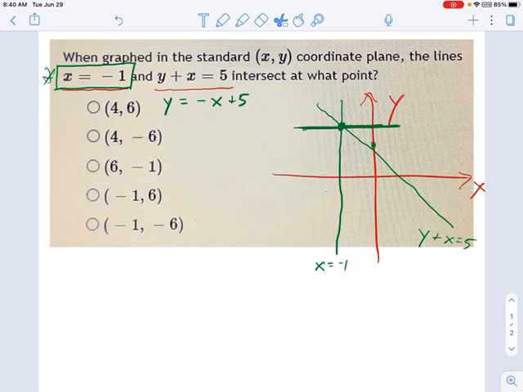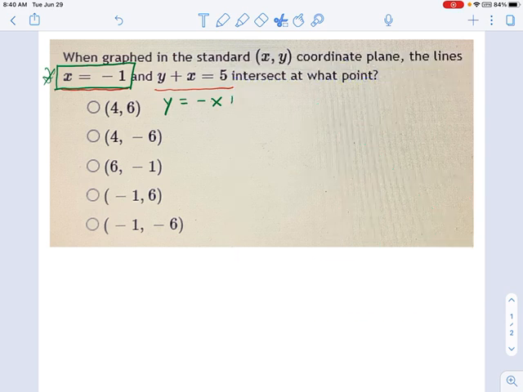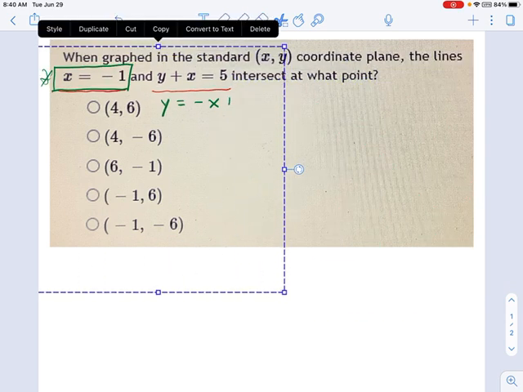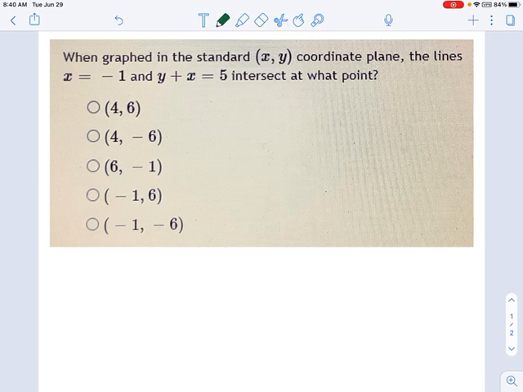Well, let me suggest this. Don't bother drawing a graph, right? That takes a little bit of time. Don't bother with any of this stuff. If you were just looking at this from the start, you might say, okay, all I know is I've got a line x equals -1 and another line y equals -x plus 5. And I want to know where they intersect. Well, they're going to intersect somewhere where x equals -1. It has to. Which means I've got two good guesses. These are two coordinate points with x equals -1. So you just make a guess.